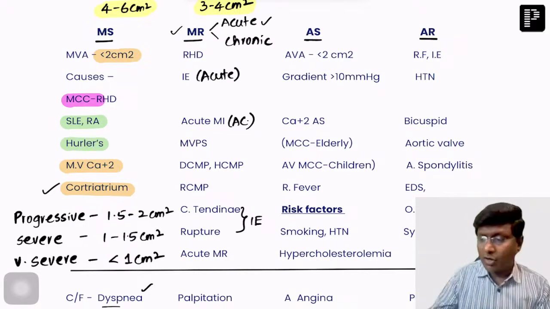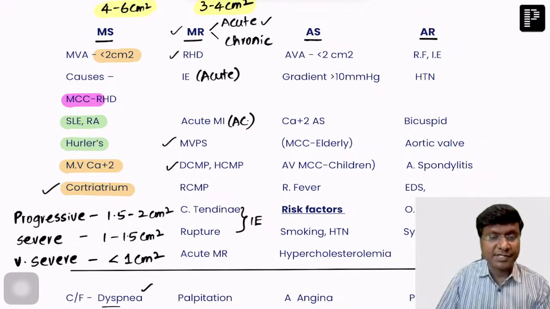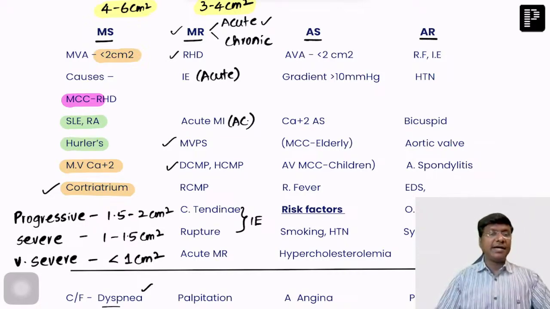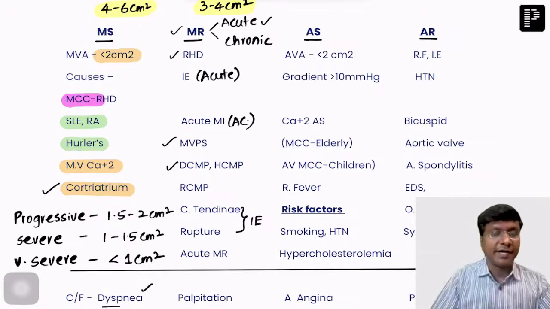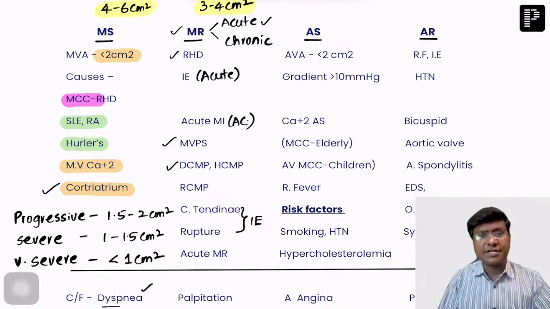And the remaining all, like rheumatic heart disease or mitral valve prolapse syndrome, all the forms of cardiomyopathies, DCMP, HCMP, as well as RCMP, all these are the causes for chronic MR. Whereas infective endocarditis causing rupture of the chordae tendineae and acute myocardial infarction causing papillary muscle rupture, they are the ones responsible for acute MR, right?